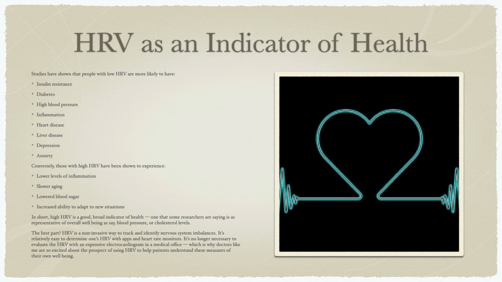Studies have shown that people with low HRV are more likely to have, this is quite scary, insulin resistance, diabetes, high blood pressure, inflammation, heart disease, liver disease, depression, or anxiety. Conversely, those with high HRV, heart rate variability, have been shown to experience lower levels of inflammation, slower aging, an interesting one, slower aging, lowered blood sugar, increased ability to adapt to new situations.